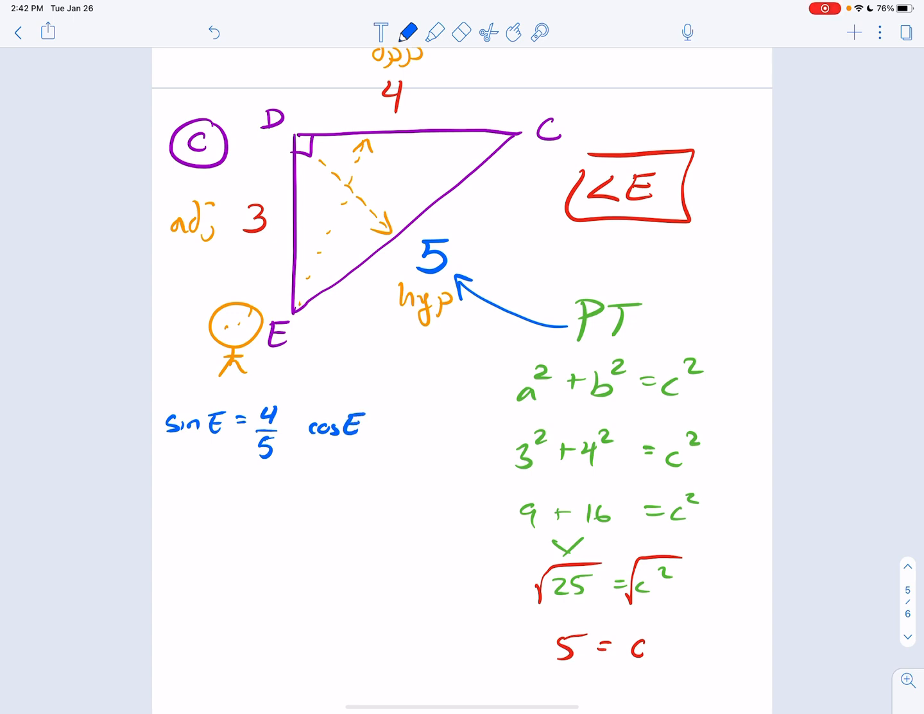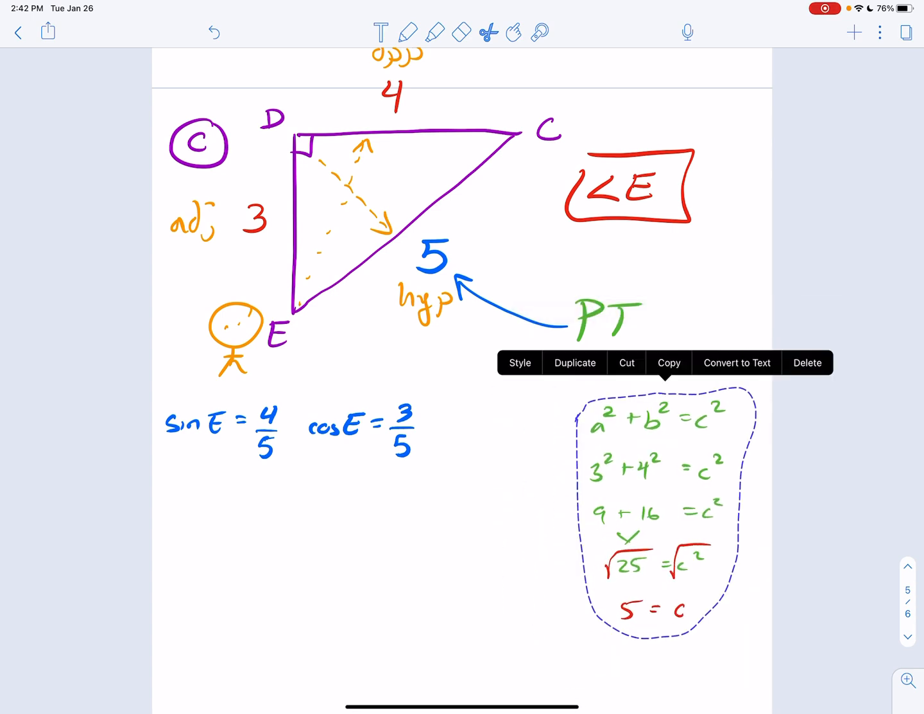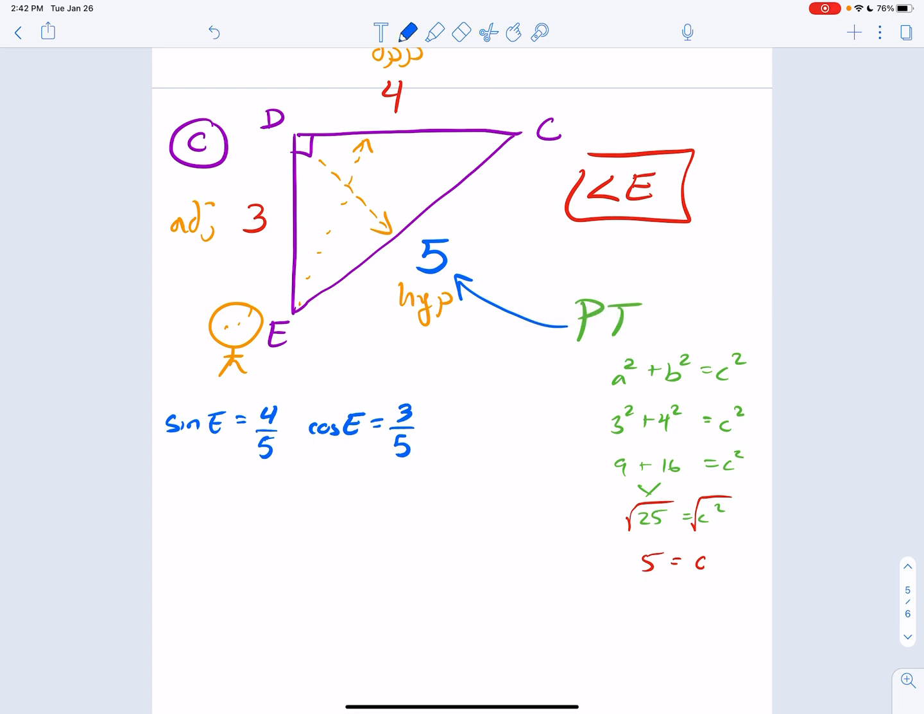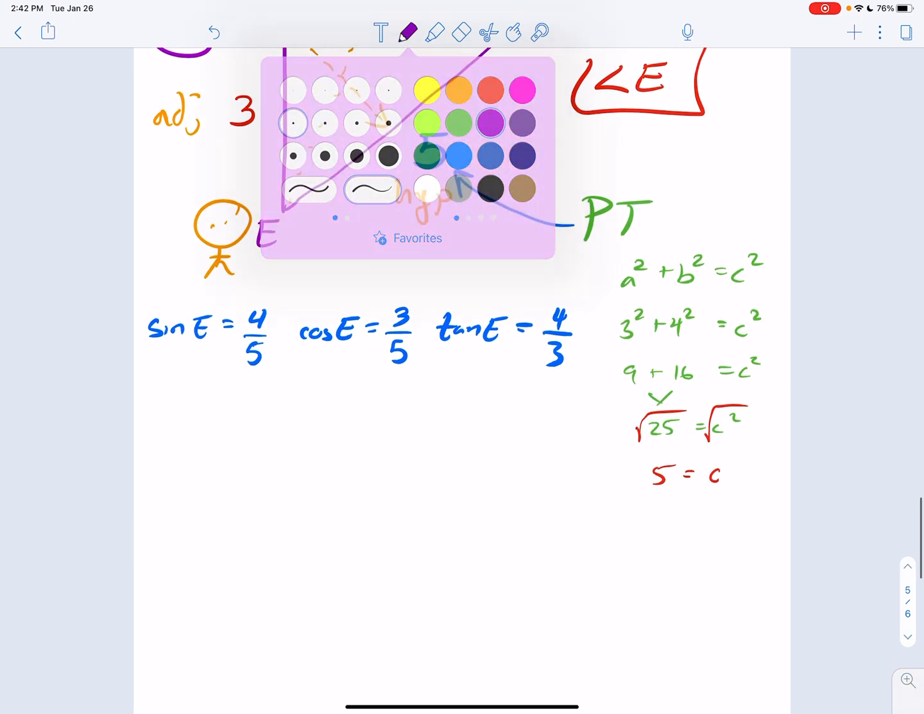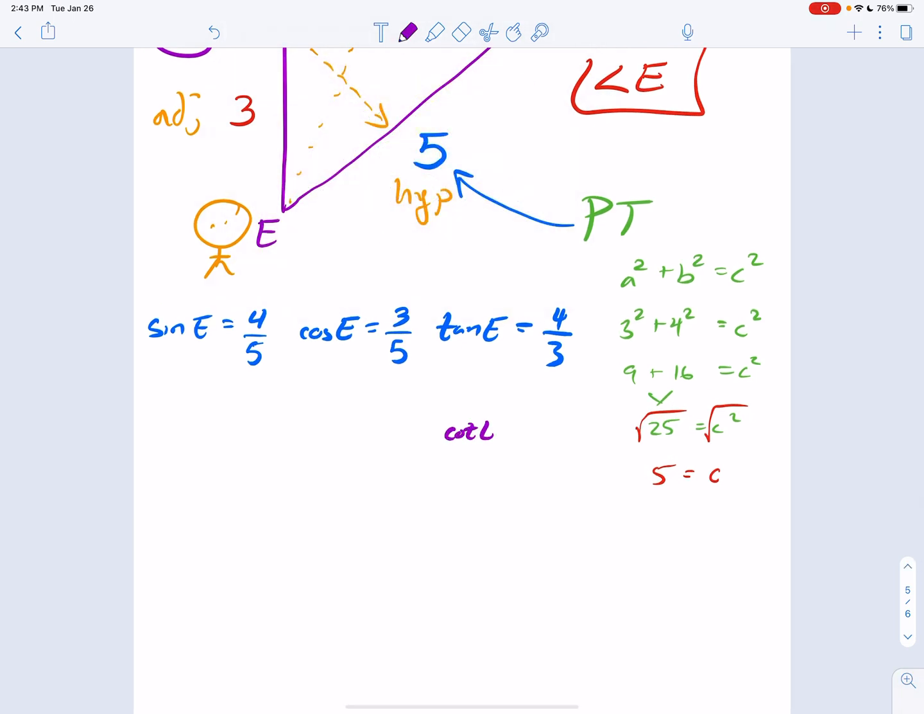Cosine of E will be adjacent over hypotenuse, so CAH, A over H. And let me scoot this one over here. Okay. And tangent of E would just be TOA, opposite over adjacent, which is 4/3, or 4 over 3. Okay? And again, the reciprocal of tangent is cotangent, so that should be 3 over 4. The reciprocal of cosine is secant, which is 5/3.